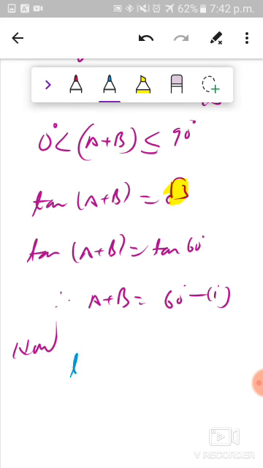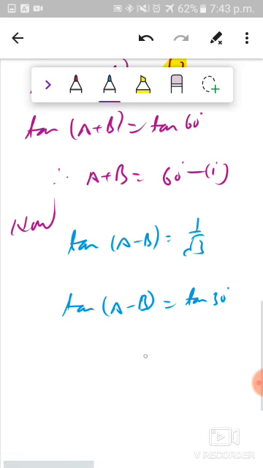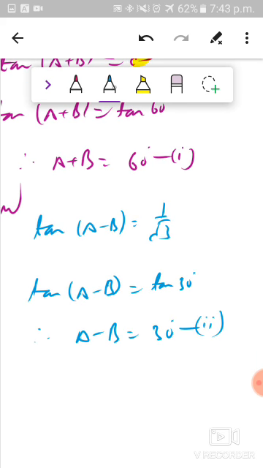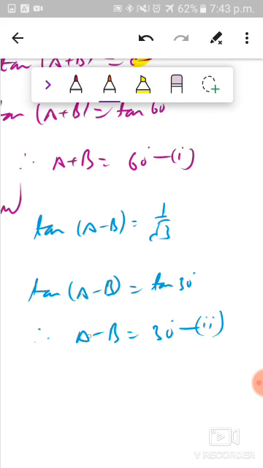Same like this you can go for tan (a minus b). Tan (a minus b) is given as 1 by root 3, and 1 by root 3 is the value of tan 30 degree. So tan (a minus b) equals tan 30, which means a minus b is equal to 30 degree. Equation number 2. So we have two equations, a plus b is 60 degree and a minus b is 30 degree, and we know very well how to solve two given equations.